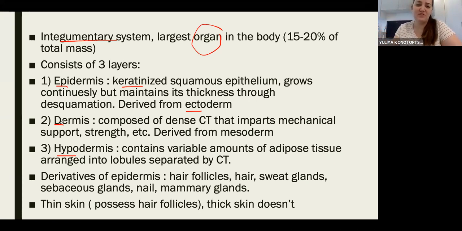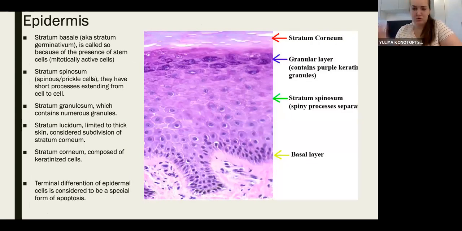And for the 50th time this semester, we have 2 different skins, thin and thick skin. You remember the difference. Layers, you know it. Basale, spinosum, granulosum, lucidum if you're in the thick skin, but this is a thin skin, so corneum. Basale has stem cells, spinosum has prickle cells, that's new, we'll talk about it. Granulosum has granules. Lucidum is not a separate layer, it is a sublayer of the corneum.